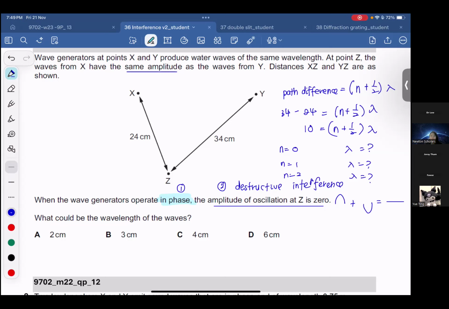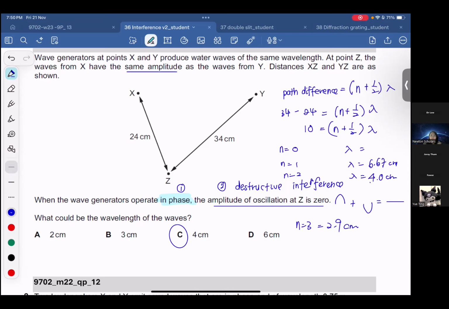Try to find out when n is 0, what is the wavelength? n equals 1, what is the wavelength? n equals 2? From there, you can get A, B, C, D, which one might be the wavelength. Okay, let me have a look. Prasan, correct. Kai Chen, correct. Easy, right? You just do substitution. The answer that I get for one is 6.67 cm, then I get 4.0 cm, and if n equals 3, I get 2.9 cm. So at the end, answer C is the possible wavelength.